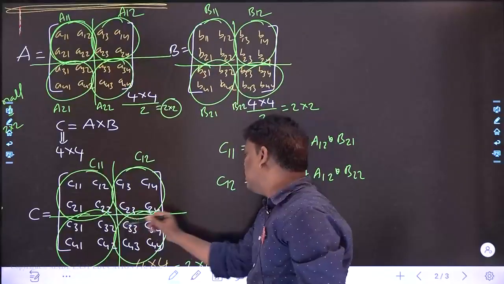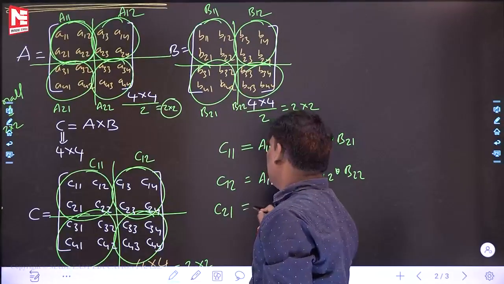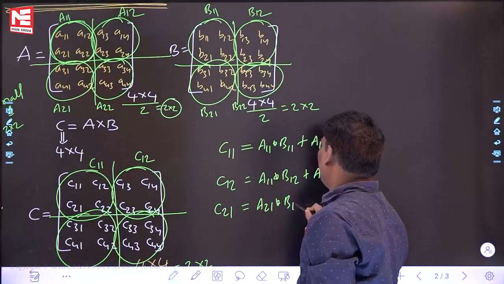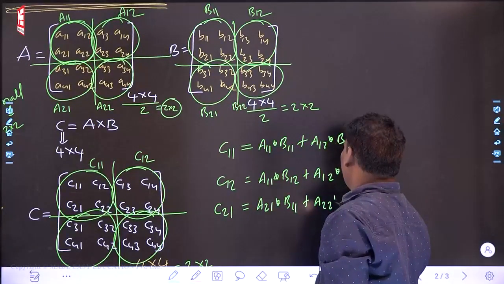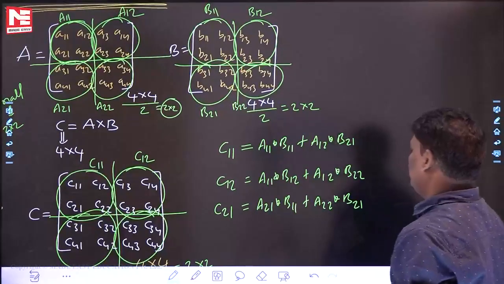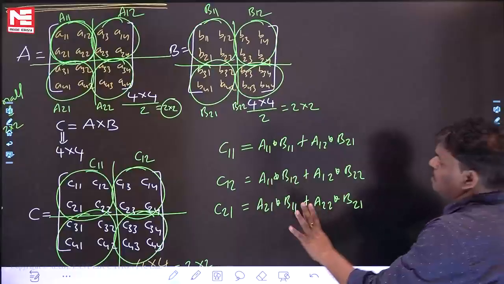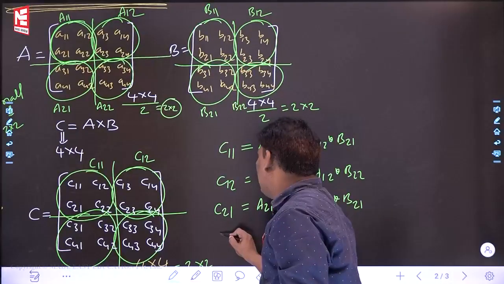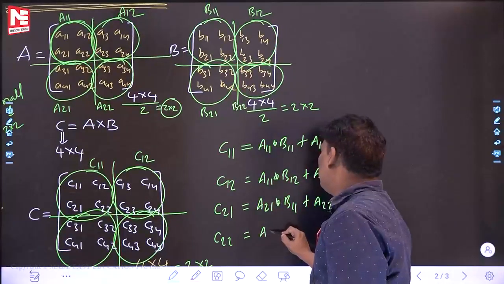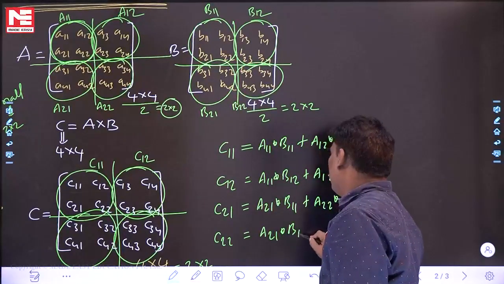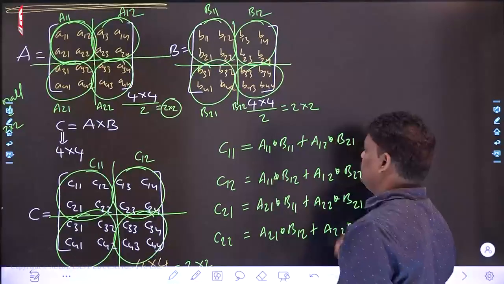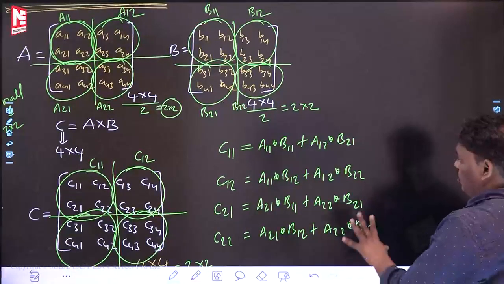In the C matrix, how to get C21? Second row, first column. So what is the answer? A21 into B11 plus A22 into B21. Check if I am wrong. Everyone knows this. Only for namesake I am doing. See this one, C22. What is the answer? Second row, second column, multiply. A21 into B12 plus A22 into B22, like that. Fine, I hope everything is fine now.